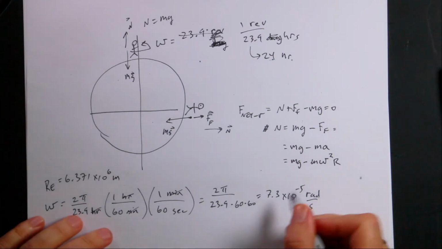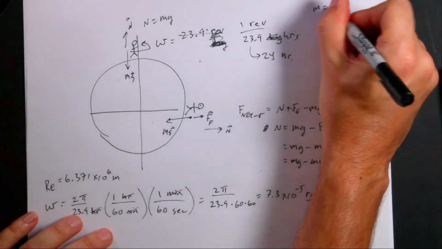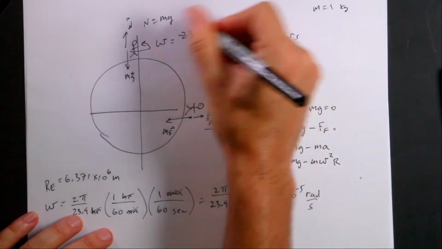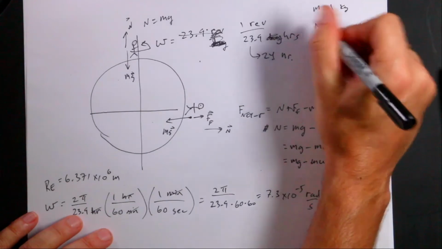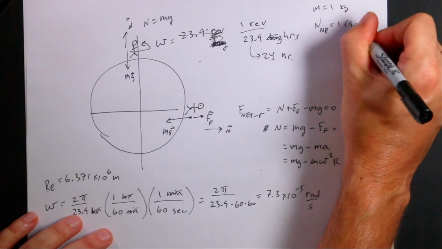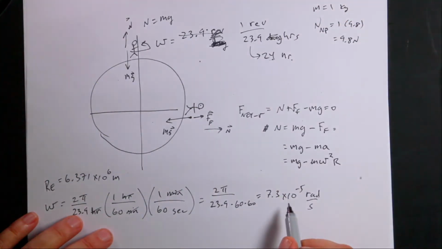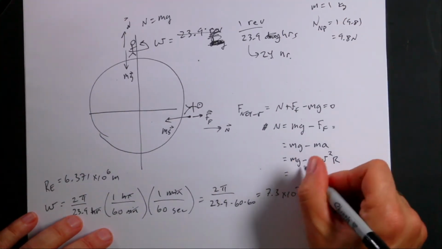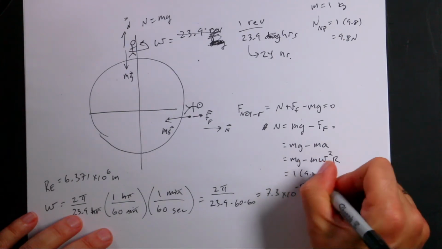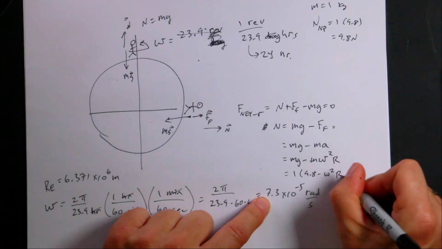Okay, now let's calculate. Let's say I have a 1 kilogram mass. So up here, N, let's call this N North Pole, is going to be equal to 1 times 9.8. It's going to be 9.8 newtons. So down here, it's going to be 1 times 9.8 minus omega squared times the radius of the Earth.